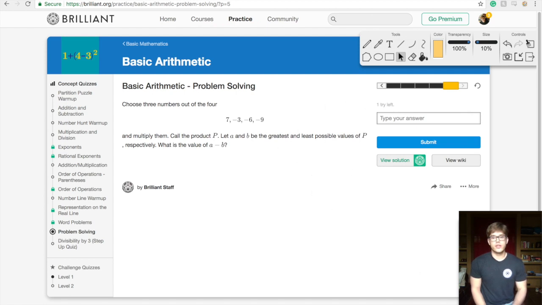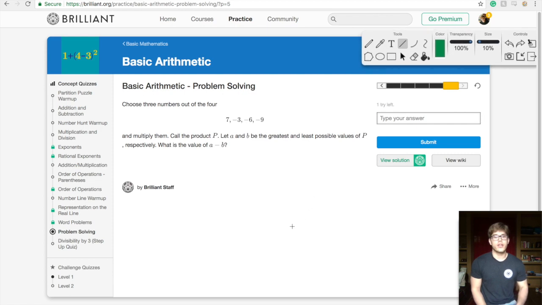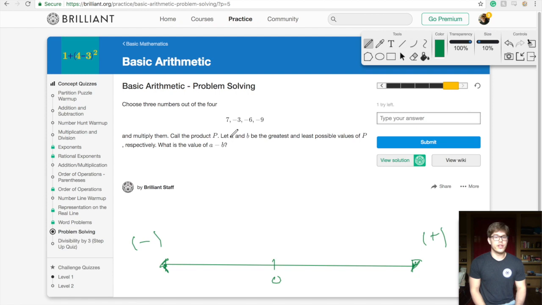Okay, so what I'm thinking for this problem is, we just have one straight number line. We have some number line. 0 is in our center. This is our positive side. This is our negative side. We're multiplying 3 of these numbers, and we want the largest possible number and the smallest possible number.